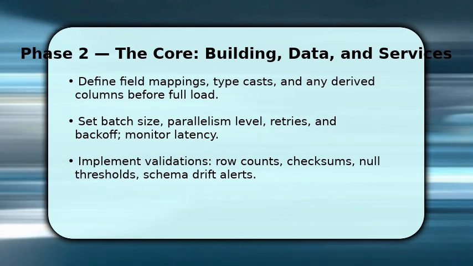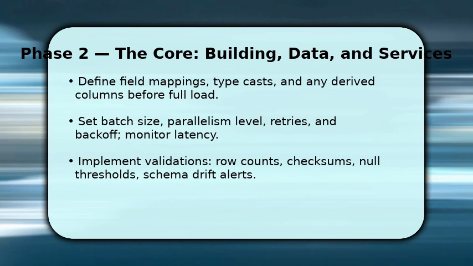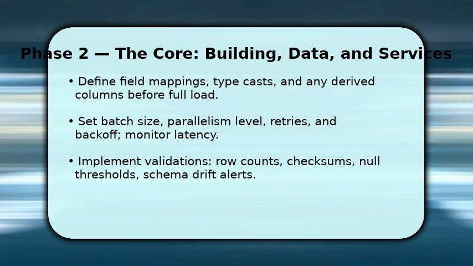Configure retries and exponential backoff for transient errors, and add validations like row counts, checksums, and null thresholds. While running, monitor latency and error rates so you can adjust batch sizes or parallelism on the fly.